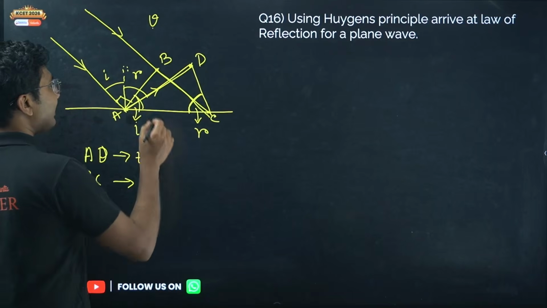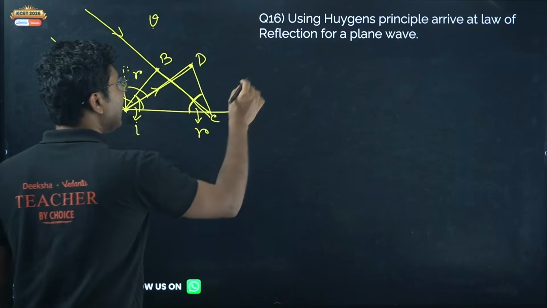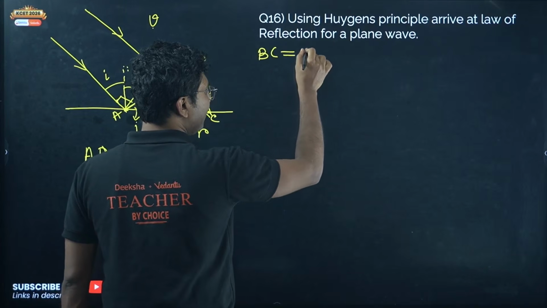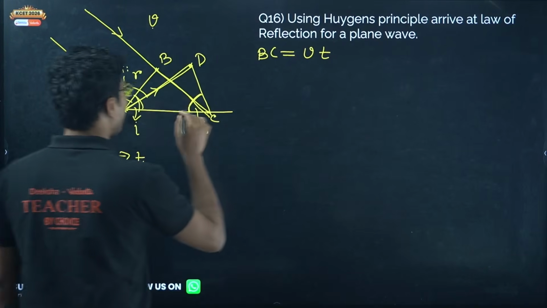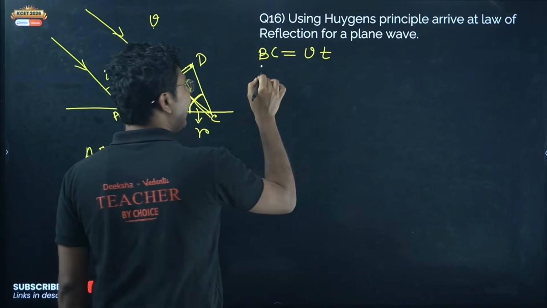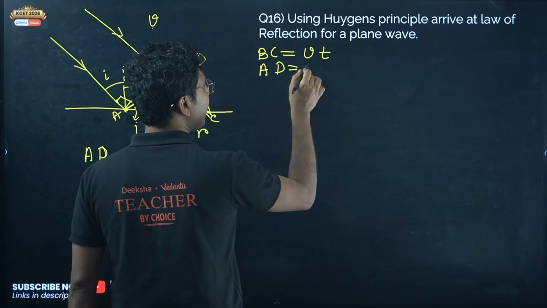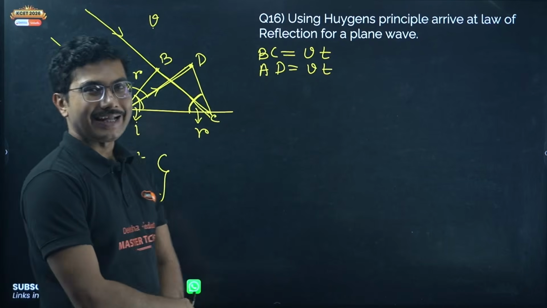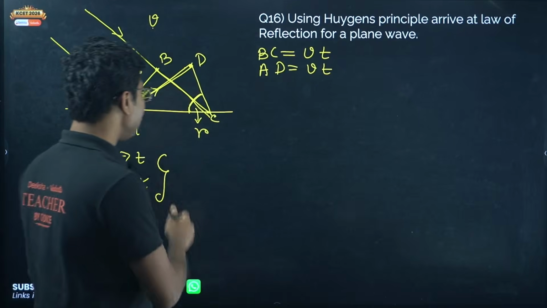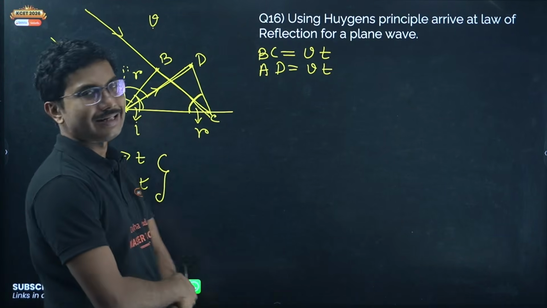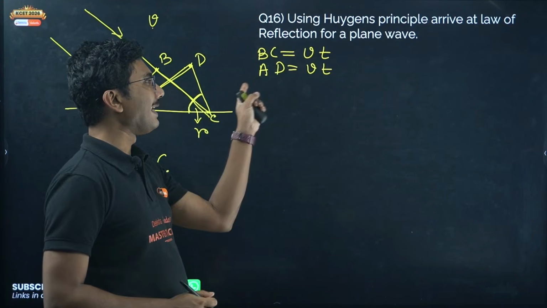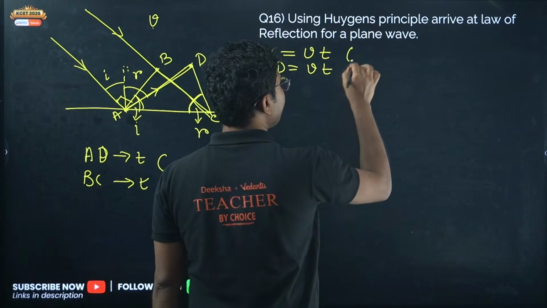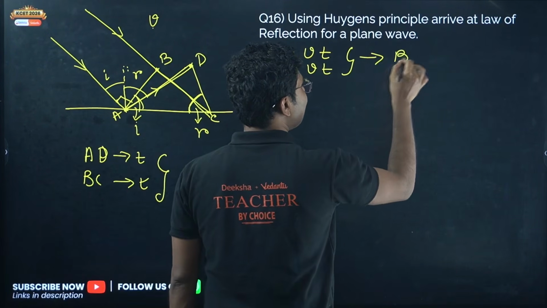So what is the distance BC? Distance BC is equal to speed of light into time. And what is the distance AD? AD is again the same thing, speed of light into time T. Time is very important for the light to maintain their phase. So BC and AD have to be the same. From these 2, we can say that BC is equal to AD.